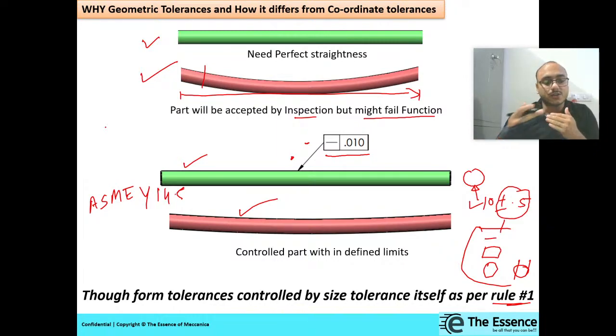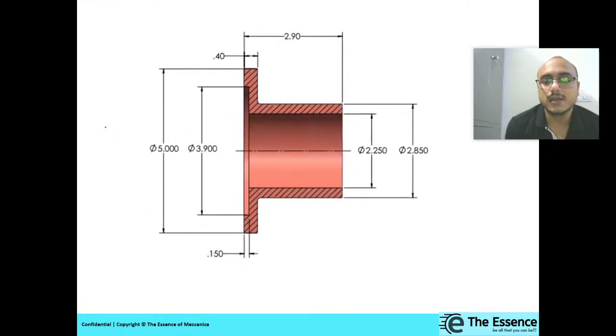The clear intent of a designer is communicated to the manufacturer, and it is also communicated to the inspection person as well. So this is the first benefit. Let's move ahead and see what the other benefits are.